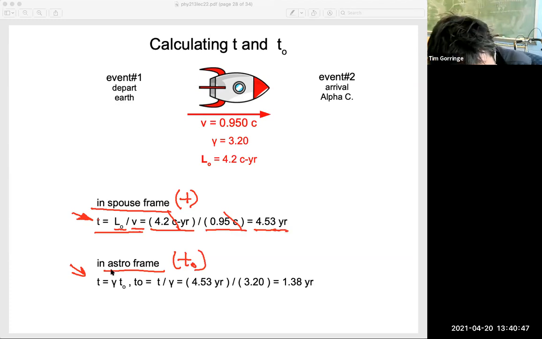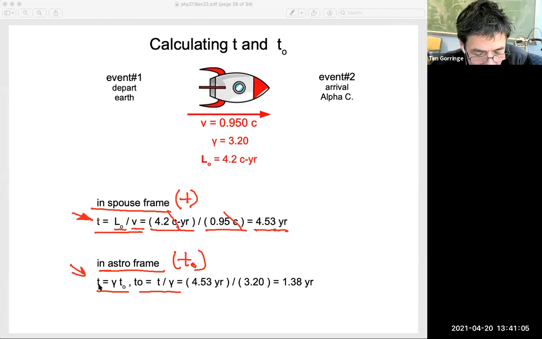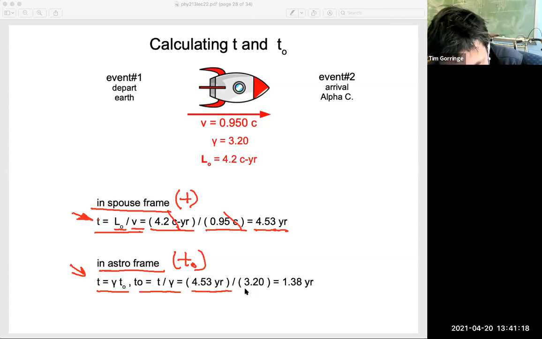What about the astronaut? How long do they measure? Well, this is the relationship between the proper time on the right and the dilated time on the left. I don't know the proper time, but I know the dilated time now. If I rearrange it, the proper time is the dilated time divided by the Lorentz factor. So all I've got to do is take the spouse's time and divide it by the Lorentz factor, and that's the proper time. So the astronaut measures 1.38 years.